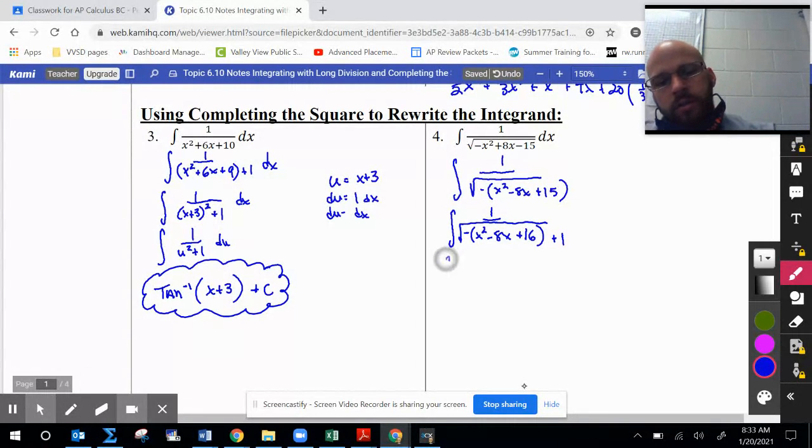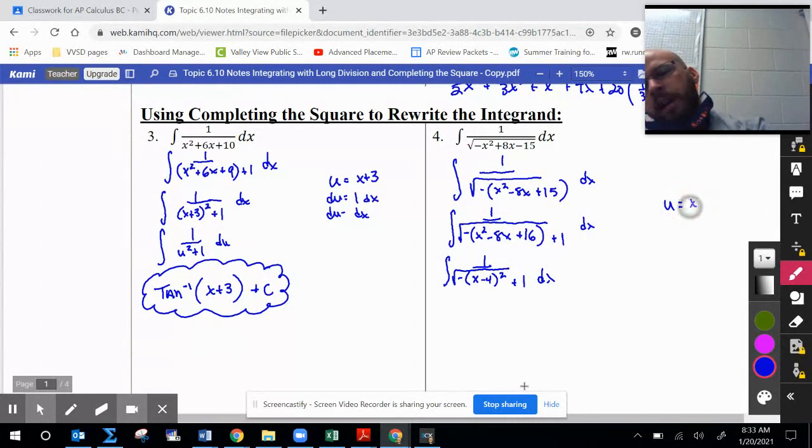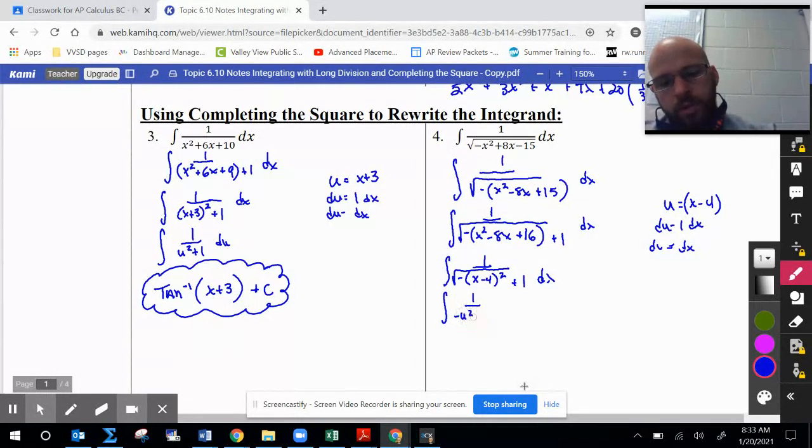So I now have a negative square root of a negative, and this would be x minus 4 squared plus 1 dx. And now I can let u equal x minus 4, which means du is a 1 dx, and dx equals du, right? So I'm going to have the integral of 1 over a negative u squared plus 1. And that's all inside the square root.